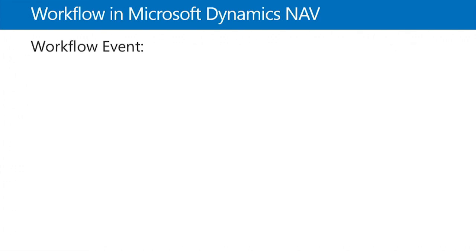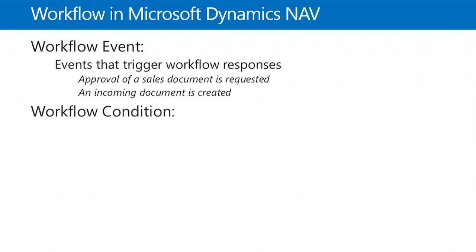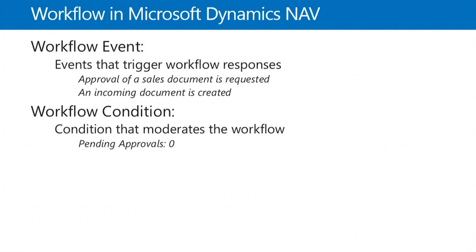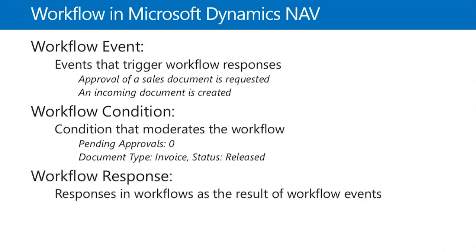So each workflow is triggered by an event. So it will trigger workflow responses. An approval, for example, can be an event. An incoming document that is created can be an event, and so on. Now, we can use conditions. So a condition moderates the workflow, you could say, like, for example, the condition is that the pending approvals should be 0, or the document type can be a condition, and so on. And that will then trigger the workflow response.